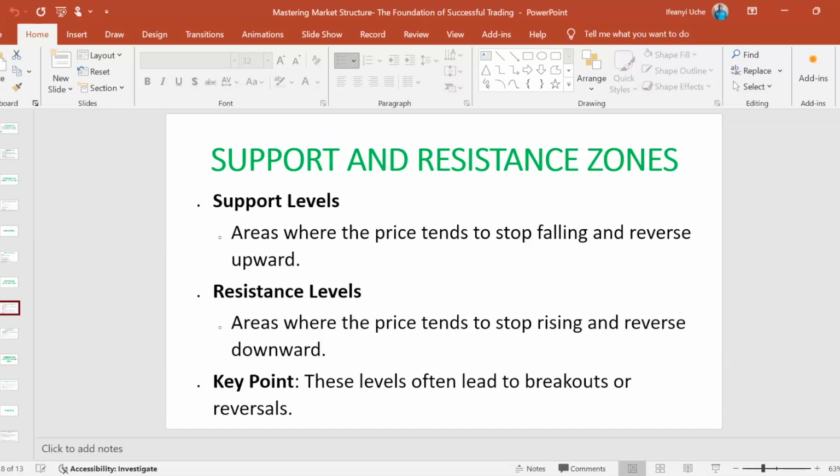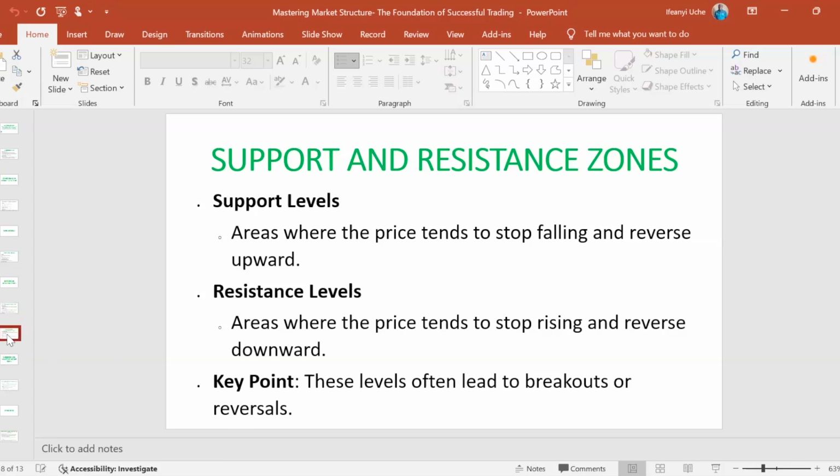After you must have understood or determined the trend of the market, because when you determine the trend, bringing in support and resistance now makes it easy for you to determine your risk-reward ratio. Okay, so just take note that at support and resistance levels, one of two things will happen. It's either there's a breakout or there's a price rejection that will lead to a reversal.